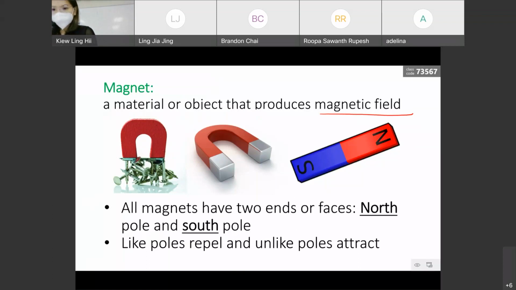Okay, so what are the characteristics? The first one, all magnets have two poles or two ends, north pole and south pole. Okay, the first one. And the second one, just like electrostatics, like poles repel, unlike poles attract. Okay, so meaning that north pole will repel against north pole, south pole repels against south pole, whereas north and south are attractive to each other.